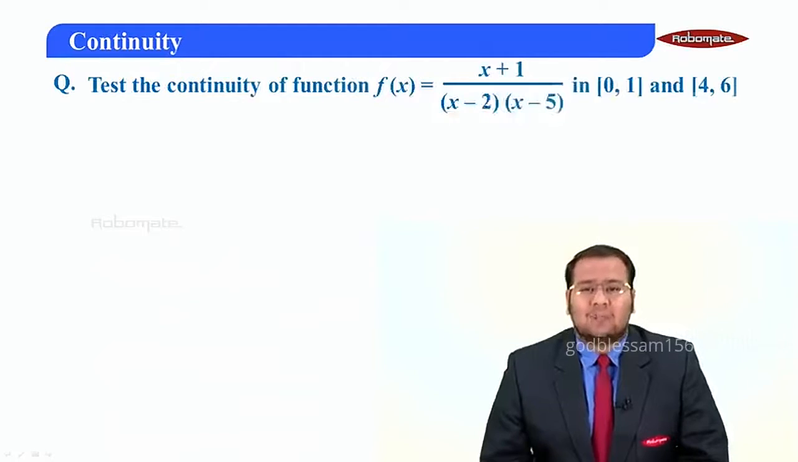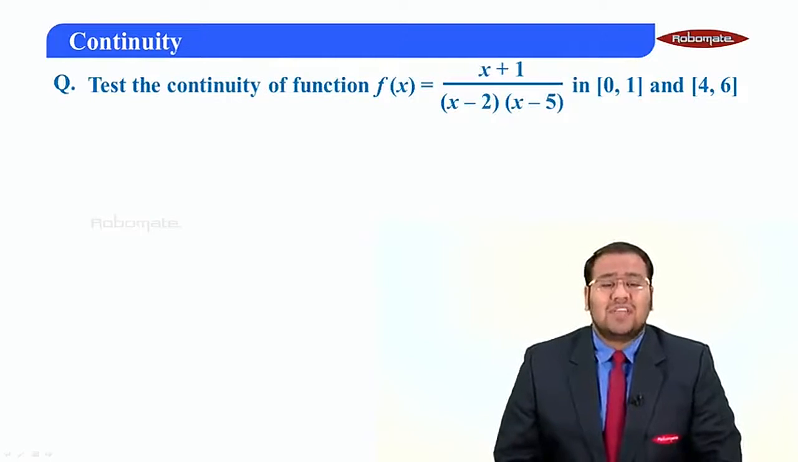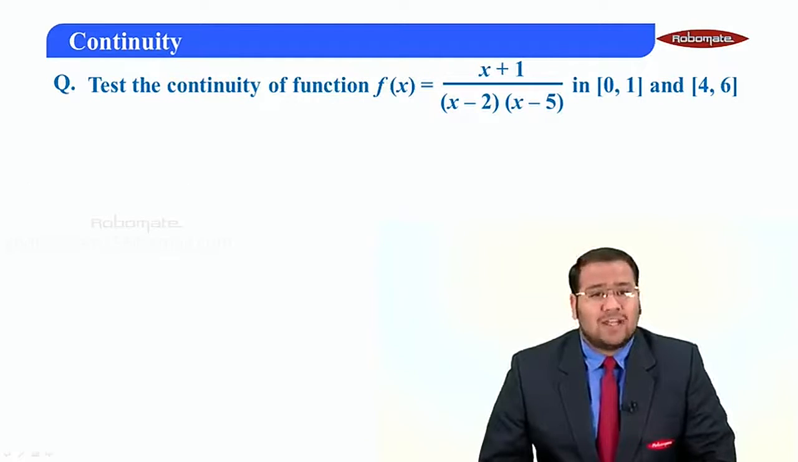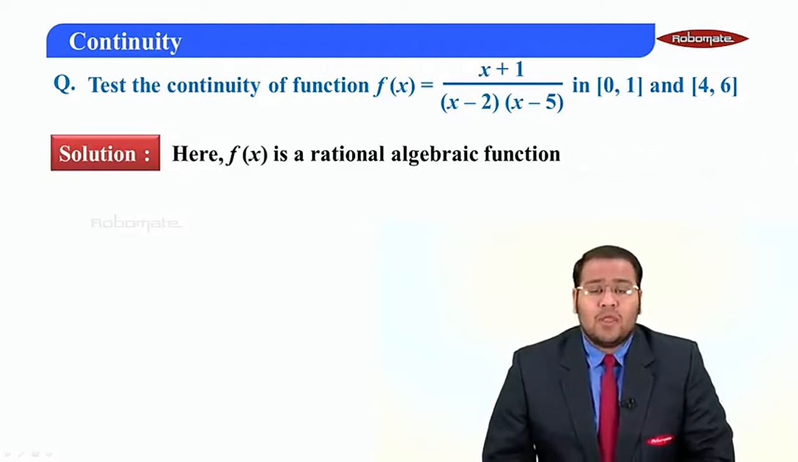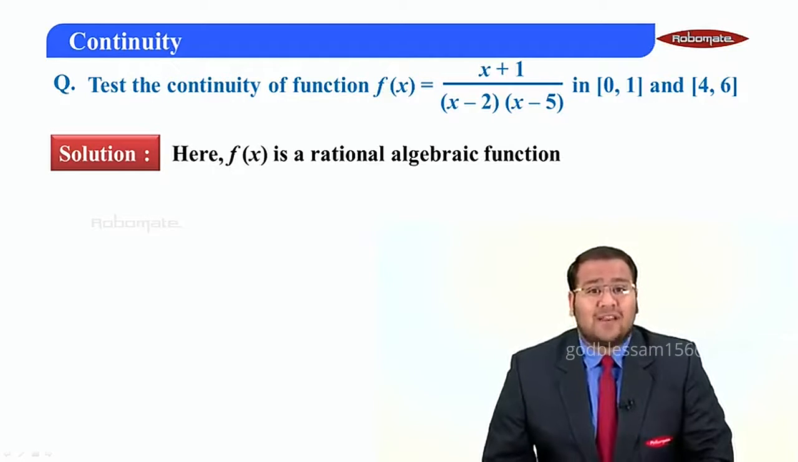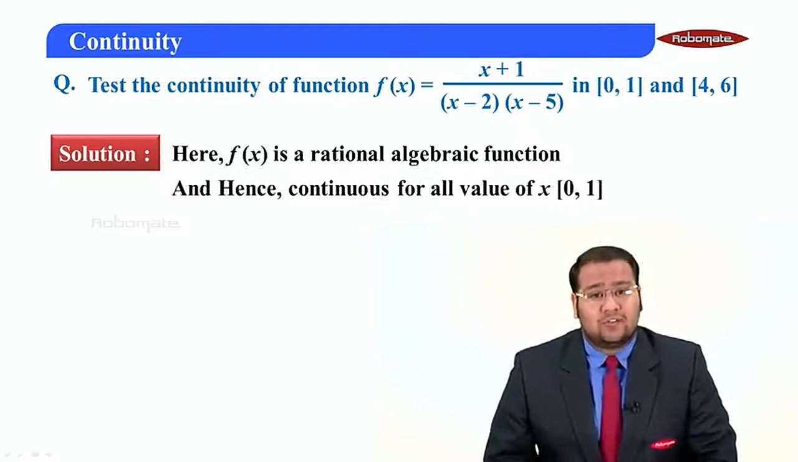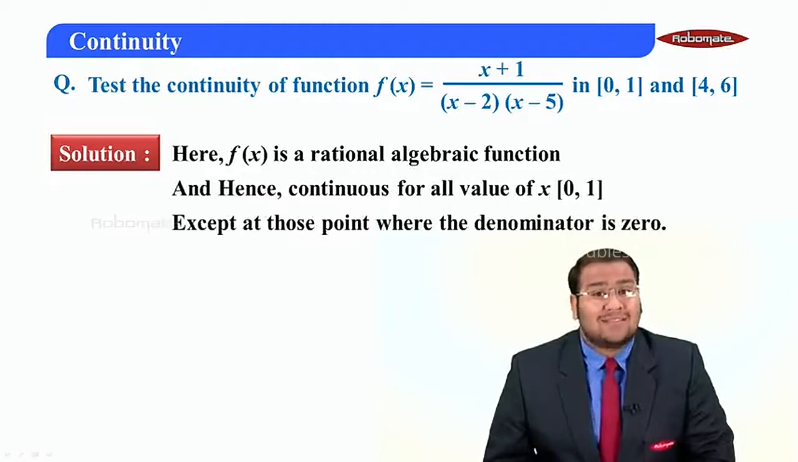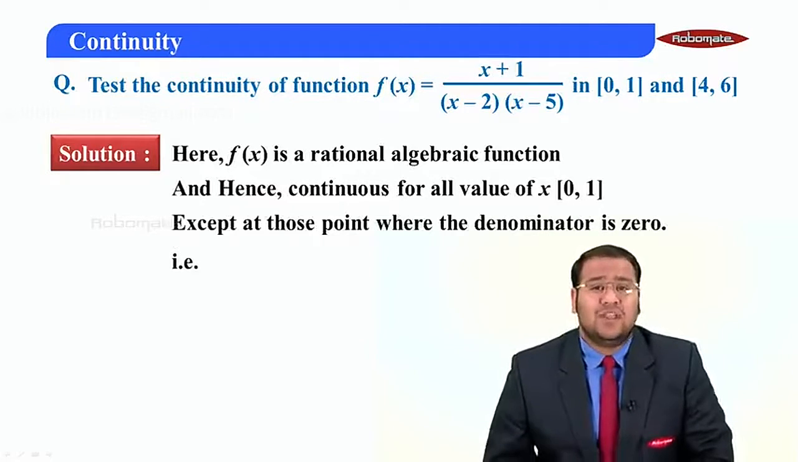Moving ahead with the next problem, you need to test the continuity of a function f of x, which is given by x plus 1 the whole upon x minus 2 into x minus 5 in the respective intervals of 0 to 1 and 4 to 6. So here f of x is a rational algebraic function, and hence it has to be continuous for all the values of x in the range 0 to 1, except at those points where the denominator is 0.